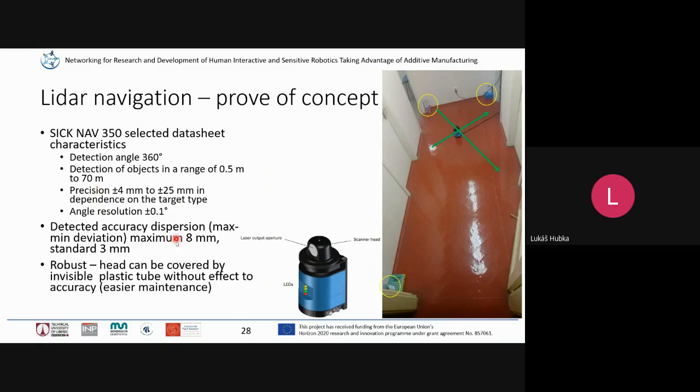Our actual precision or deviation is around 3 millimeters, so it's really acceptable for us. And moreover, we find that the whole solution is robust, because it's also an important question for the whole task, whole machine, and all sensors.